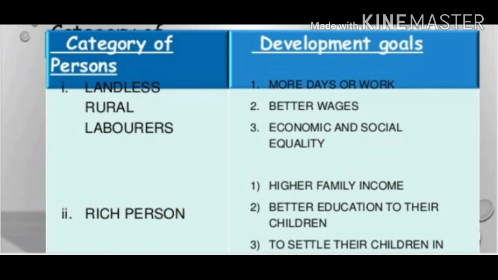Why? Because of their economic condition, because of their standard of living, and because of their areas. Landless rural people belong to village areas, and the rich person belongs to urban and town areas. Their expectations, their progress goals and their developmental goals are different from one another.